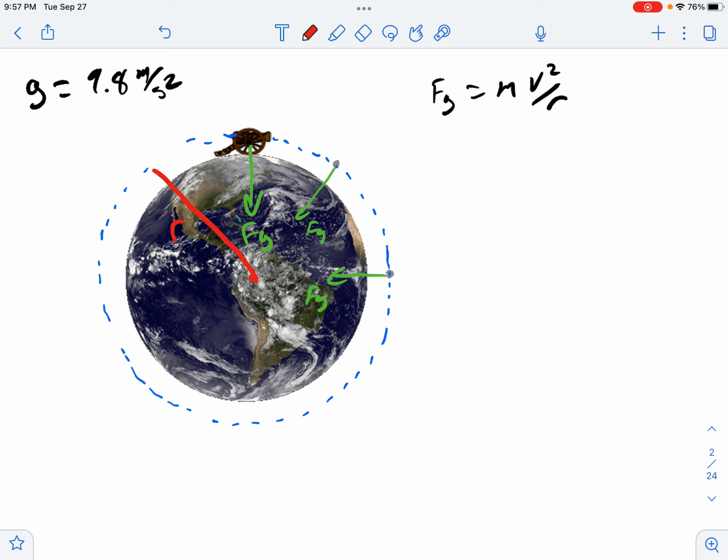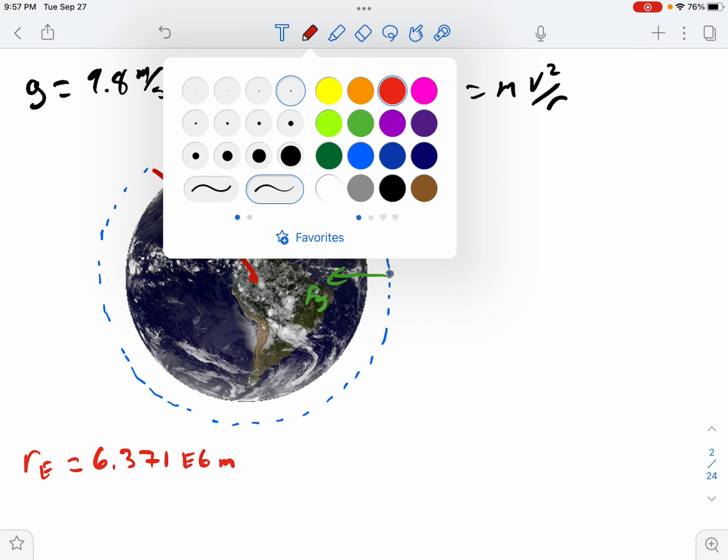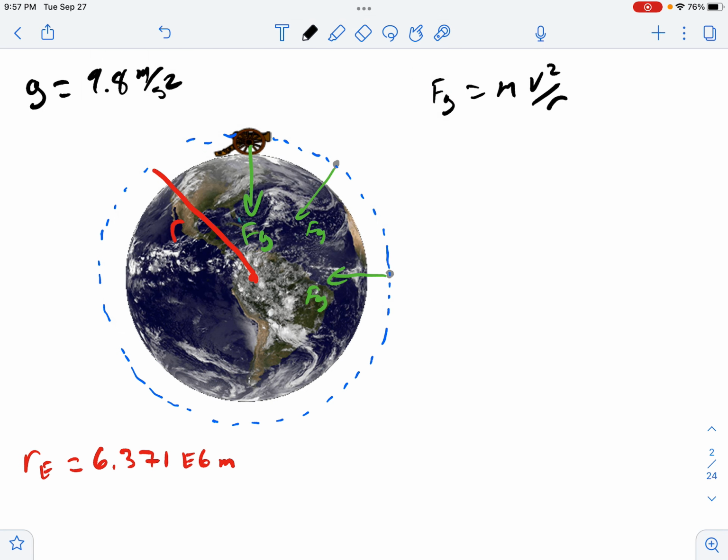So I looked it up, and it turns out that the radius of the Earth is 6.371 e to the 6th meters. So what would that be? That'd be 6,371 kilometers. Well, anyways, the force of gravity causes the cannonball to accelerate around in a circle.